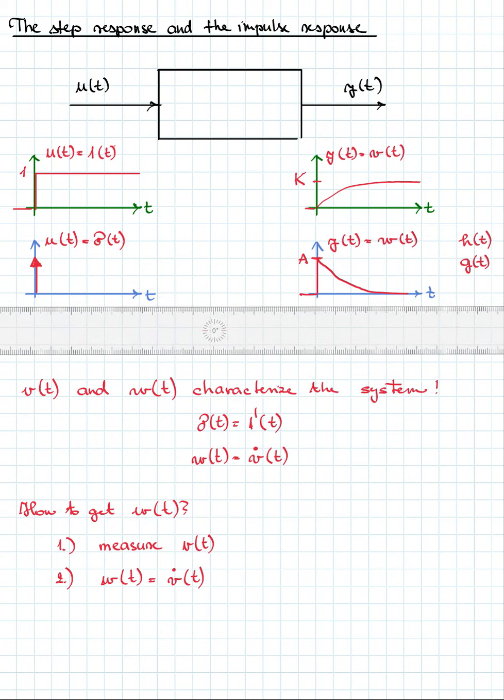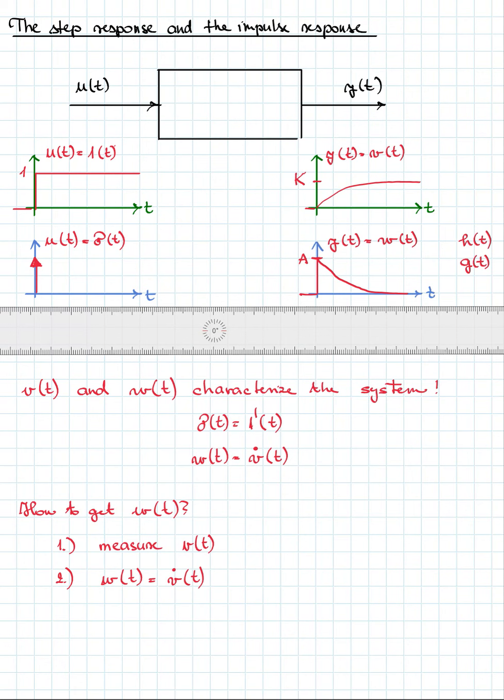The second special case: if the input function u of t is the Dirac delta function, the Greek letter delta of t, in this case we can measure a special function in the output of the system, and this will be the impulse response function. And it's also very important, that's why we are going to use a separate letter for that, w of t. So in this case, y of t is equal to w of t.